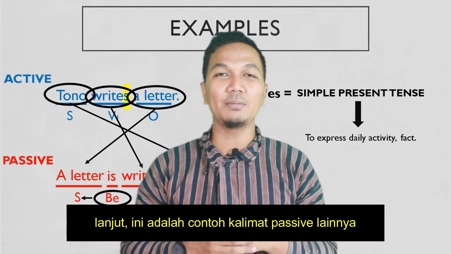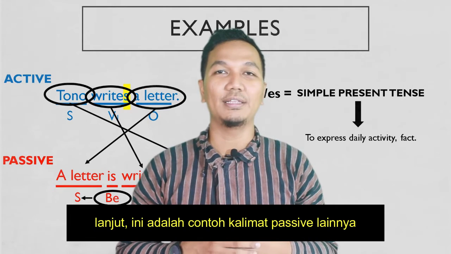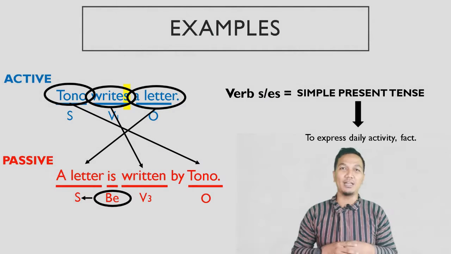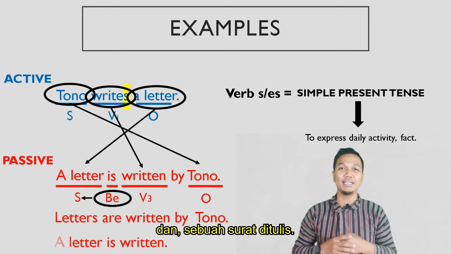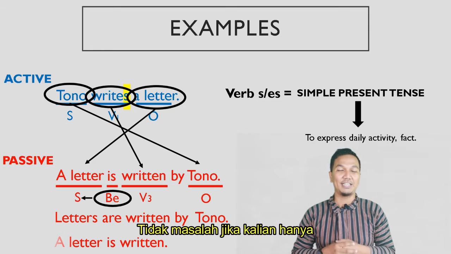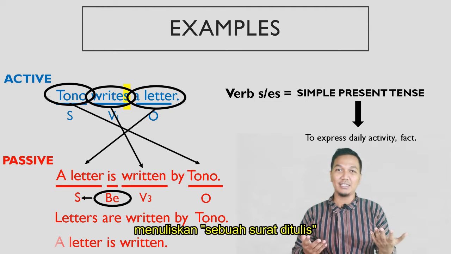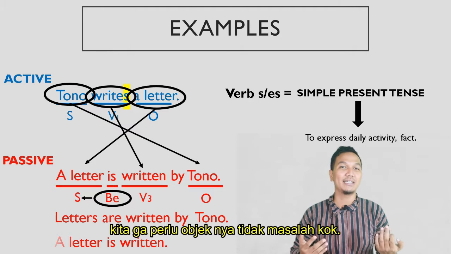Next, here are more examples of the passive sentence. Letters are written by Tono, and a letter is written. That's fine. If you use a letter is written, that's fine. We don't need the object, it's fine.